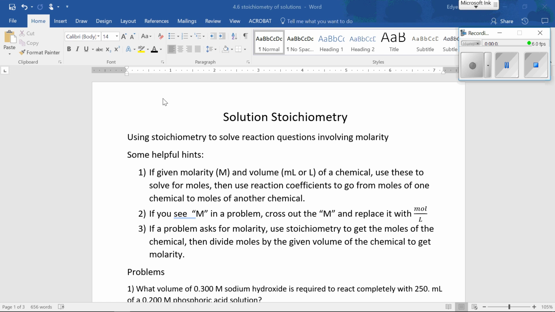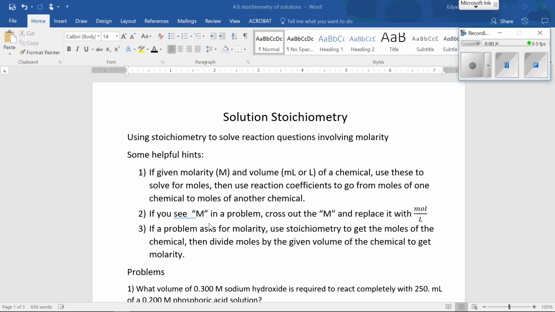Today we're going to learn about solution stoichiometry right here as you see it. This is just using stoichiometry to solve reaction questions that involve molarity. So we're still going to be doing stoichiometry just like before. We'll just be using molarity now because we have solutions.